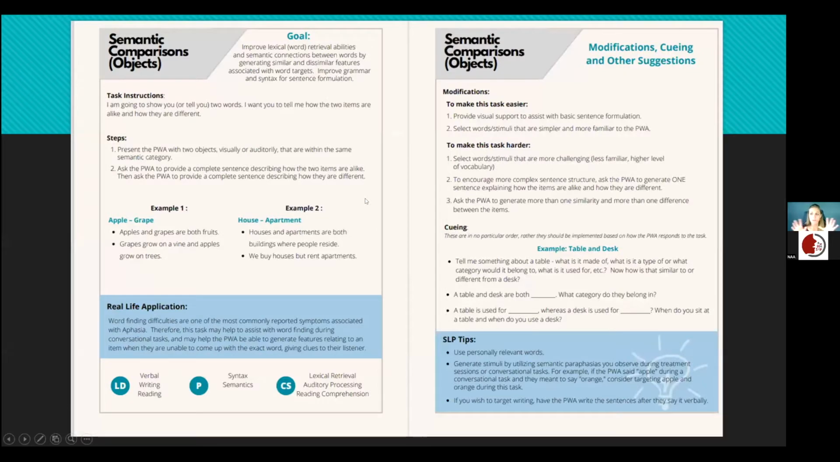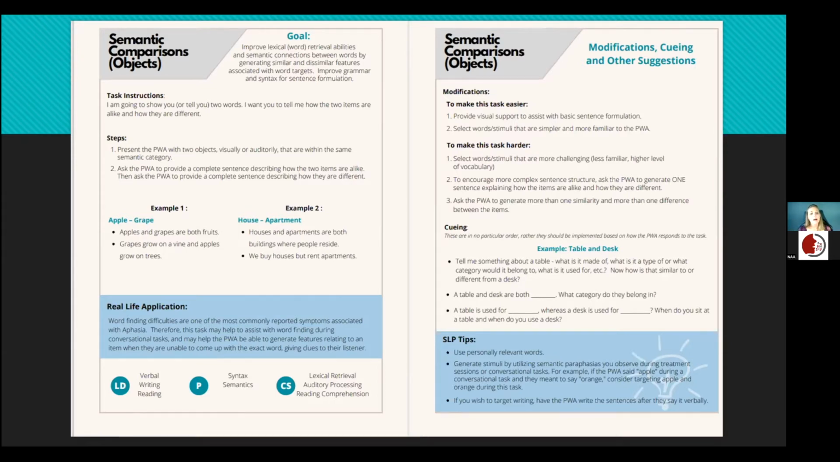I just wanted to show you all an example of one of the activities in our workbook, and you can kind of see what's involved. So we talk about the goals that are being addressed by working on this task, the instructions and the specific steps. There's a couple examples. There's ways to modify the tasks, and again, some cueing strategies. At the end of the workbook, there's stimuli for each task.